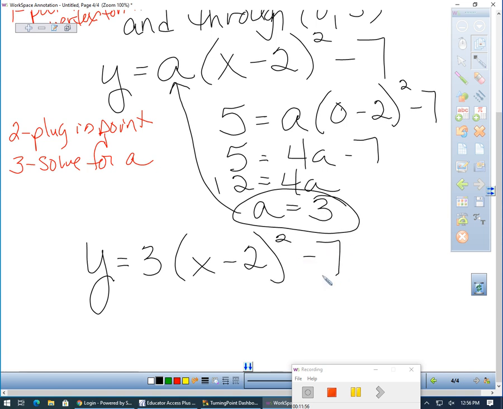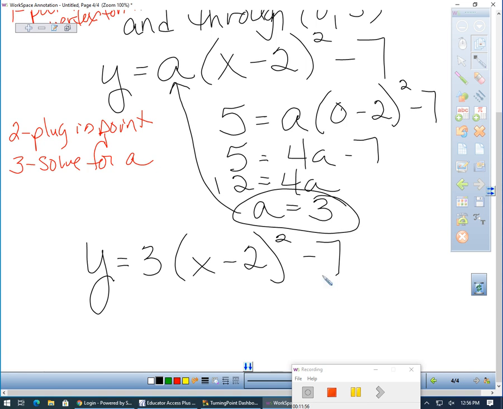You guys remember doing these too? I got a couple yes. All right, so any questions so far? Are we okay? Do you guys want another example of that? Well, we're just writing the vertex form for the equation. That's it. Okay?